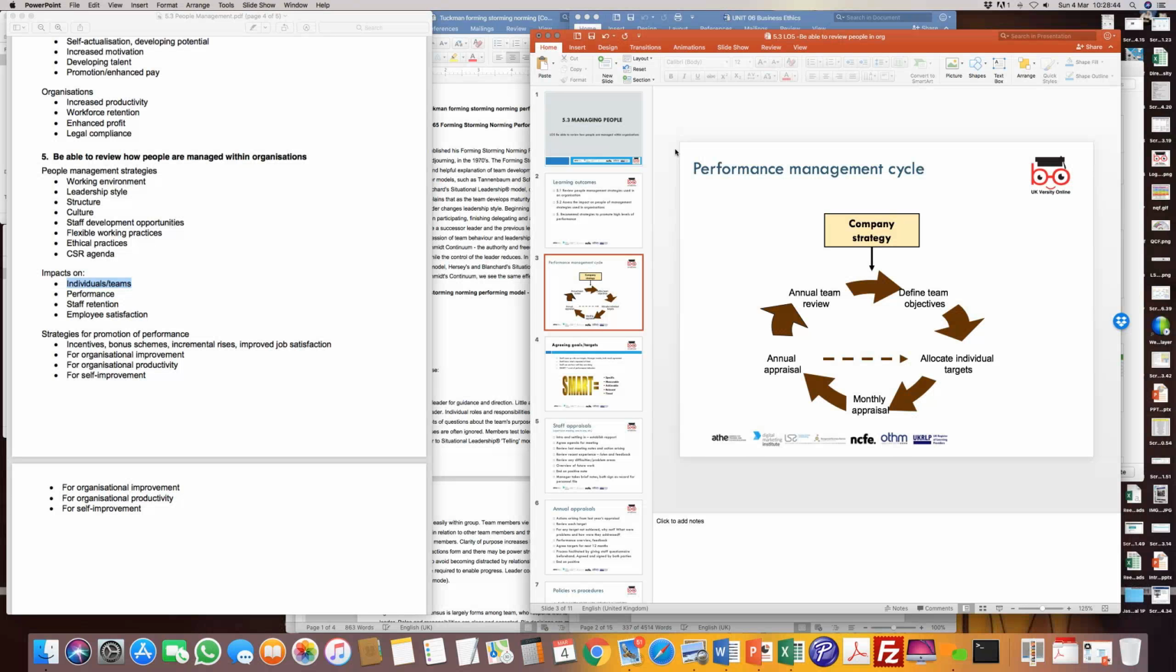This then leads to something called annual appraisal, which we will come to in a bit, and then the whole team's appraisal towards the end of the year. That means at some stage, individuals achieve their own target, but they then form a part of a bigger team, and as a result, the whole team needs to achieve the target for the company to achieve its objective. So this then becomes something called a performance management cycle.